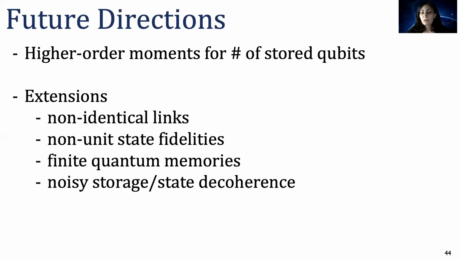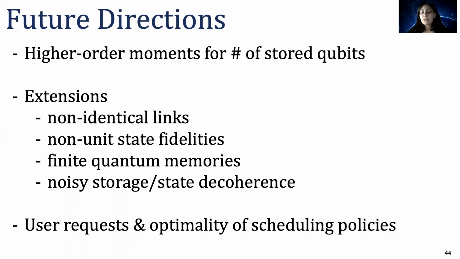For example, a more realistic system would have non-identical links, and quantum states would have non-unit fidelities. There would be a finite number of quantum memories, and they would have finite coherence times. Finally, in this work, we focused on deriving the capacity of a quantum switch, or the highest achievable rate of entanglement switching. In a real scenario, there would be user requests, possibly for different types of entangled states, and an interesting problem to study would be to explore different switching policies.